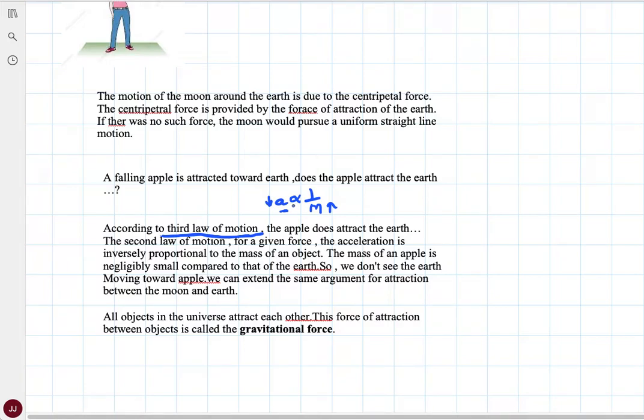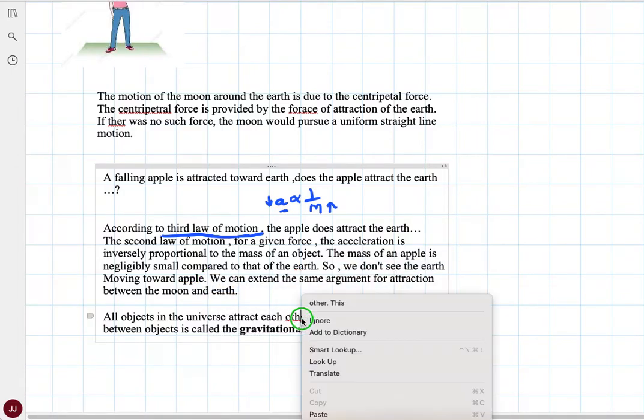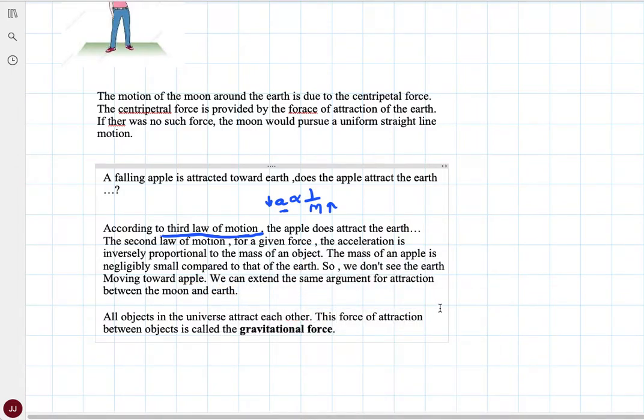And that's why the apple goes towards the Earth. The apple is getting attracted towards the Earth. So with that we can conclude that all objects in the universe attract each other, and this force of attraction between objects is called the gravitational force.